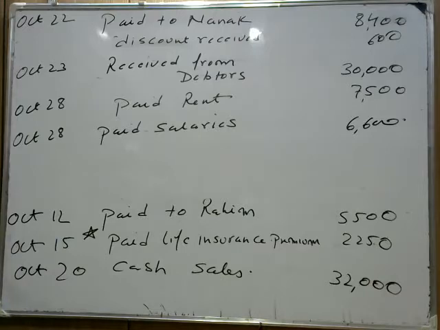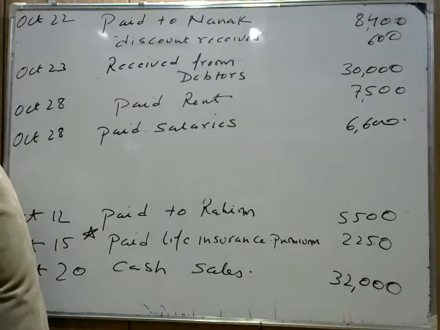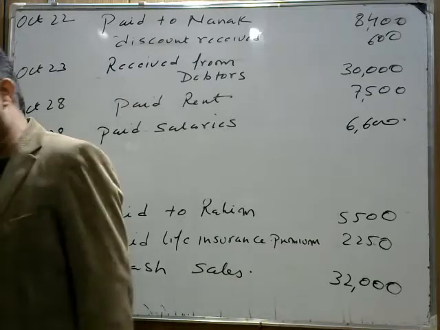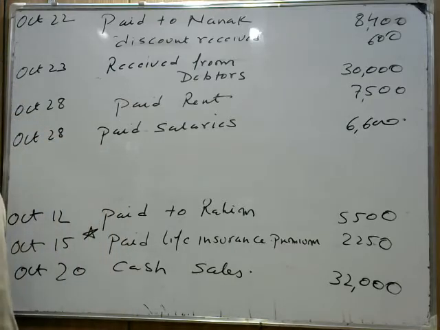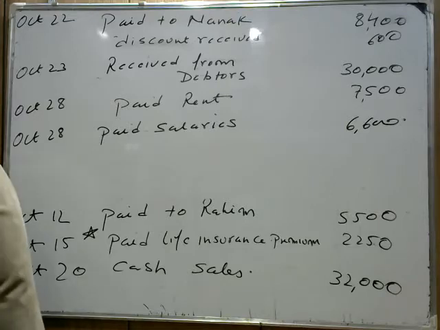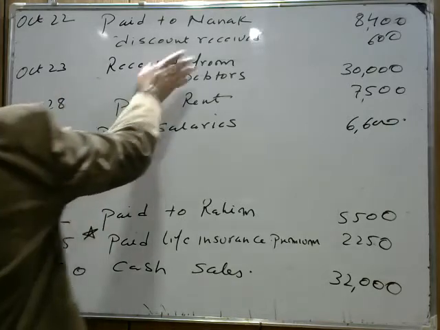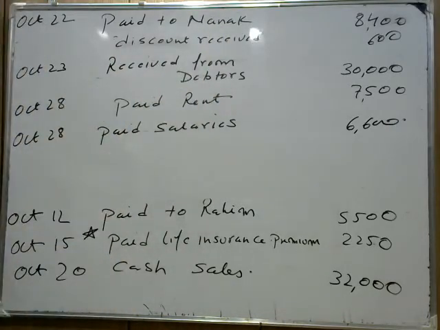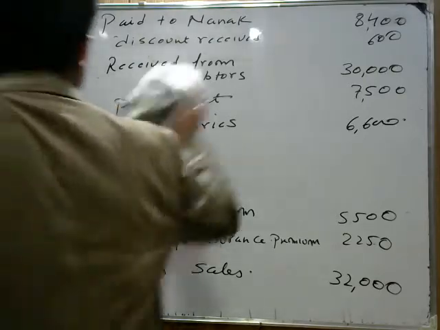First one is balance in hand, then paid by Sanjay. Next is purchase of land. We have purchased machinery on October 4th. October 6th we have purchased goods from Chaurangi and Company. On October 8th we have a transaction received from Ali. Next we have paid to Rahim. Next is paid life insurance premium. Then we have cash sales. Then we have paid to Nanak, received from debtors, paid rent, and paid salary. Now how do we make the double column cash book?